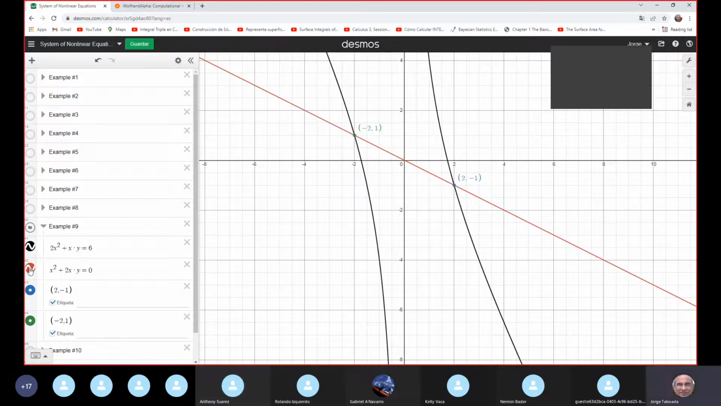Okay. Let's move on to example number 10. Example number 10 looks horrible. However, I want to solve it in one fantastic way. It gets too easy.